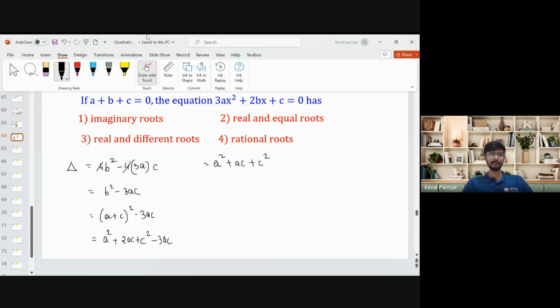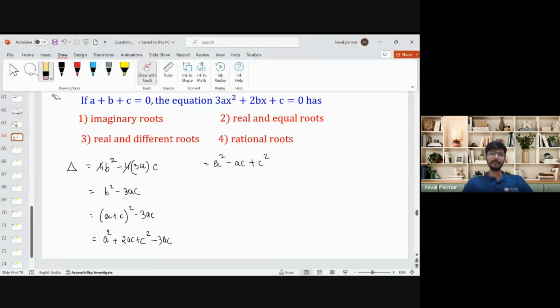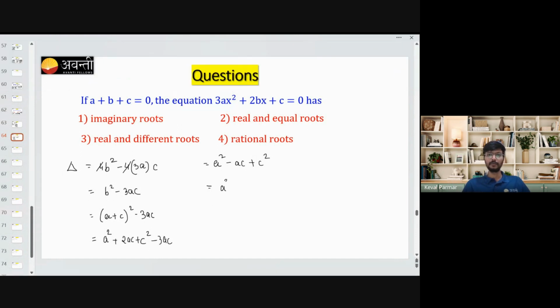Sorry, minus AC. Now, how to get its sign? I can write as A square plus C square minus AC. Correct? Did we make a mistake here, guys? B square minus 4AC.